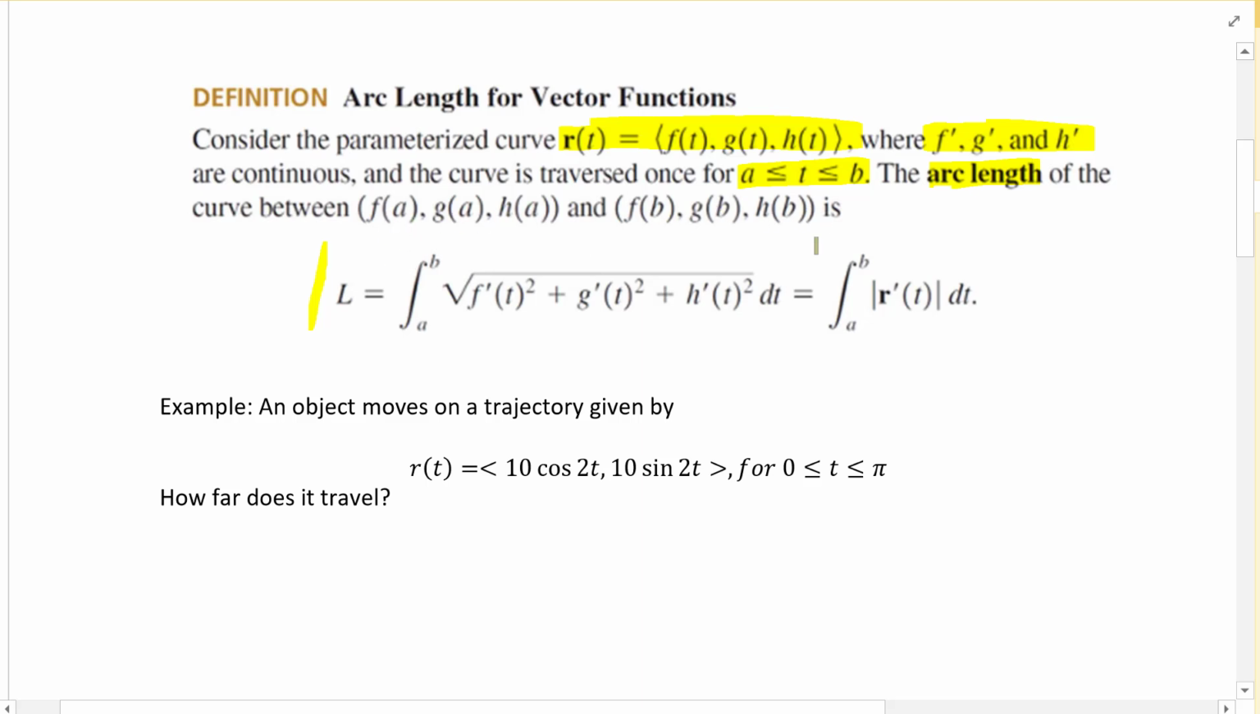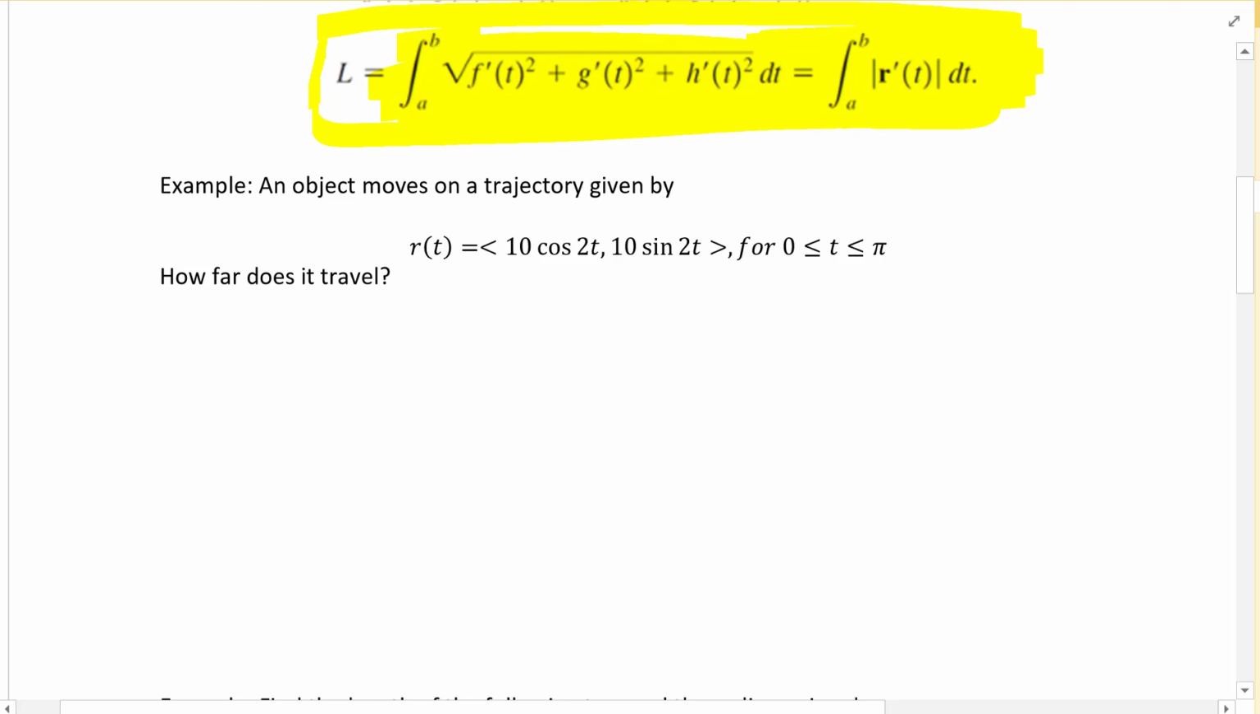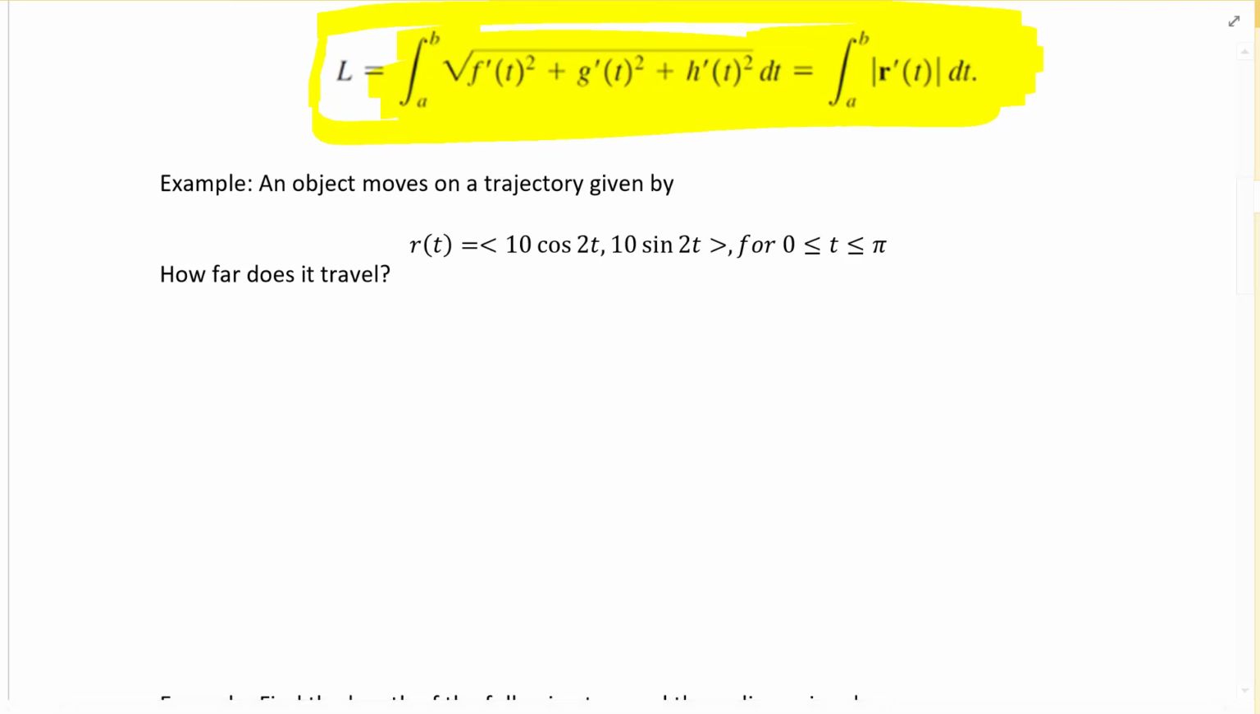of b, g of b, h of b is given by the integral from a to b of the square root of f prime of t squared plus g prime of t squared plus h prime of t squared dt, or the integral from a to b of the absolute value of r prime of t dt. So, knowing this, let's solve the first problem.